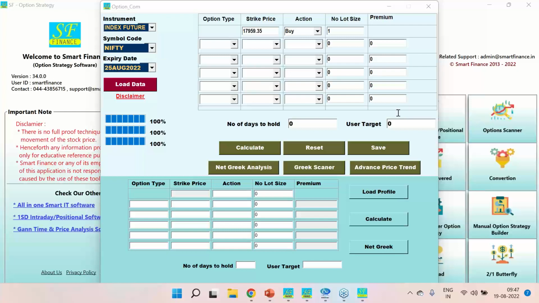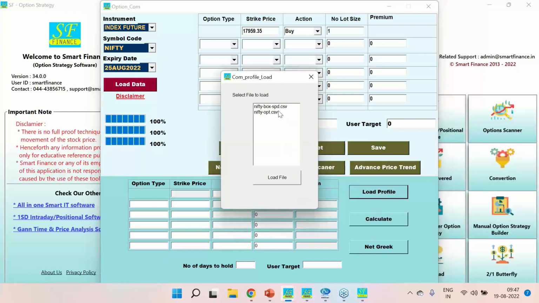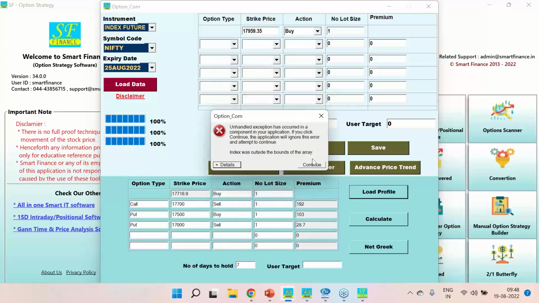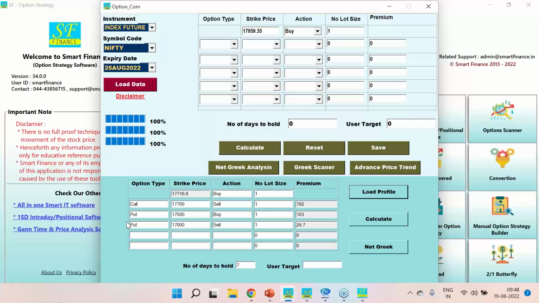Same way I'm going to form it here. Before that, I will click on this. Whatever strategy you have saved, all those strategies will be shown here. Just open that which we need to load. Just click on the load file. After clicking on this, you can see whatever strategy you formed on that day.